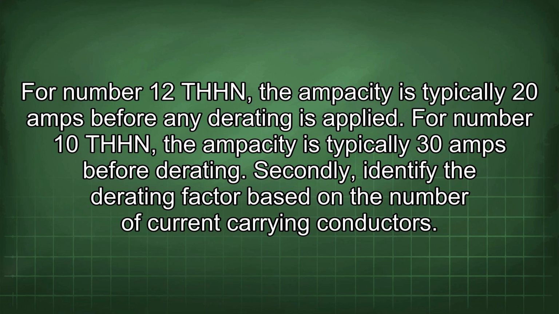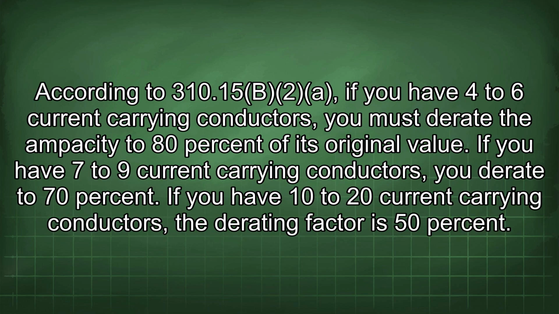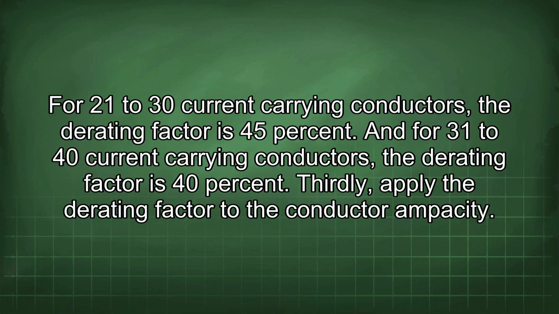Secondly, identify the derating factor based on the number of current carrying conductors. According to 310.15(B)(2), if you have 4 to 6 current carrying conductors, you must derate the ampacity to 80% of its original value. If you have 7 to 9 current carrying conductors, you derate to 70%. If you have 10 to 20 current carrying conductors, the derating factor is 50%. For 21 to 30 current carrying conductors, the derating factor is 45%. And for 31 to 40 current carrying conductors, the derating factor is 40%.